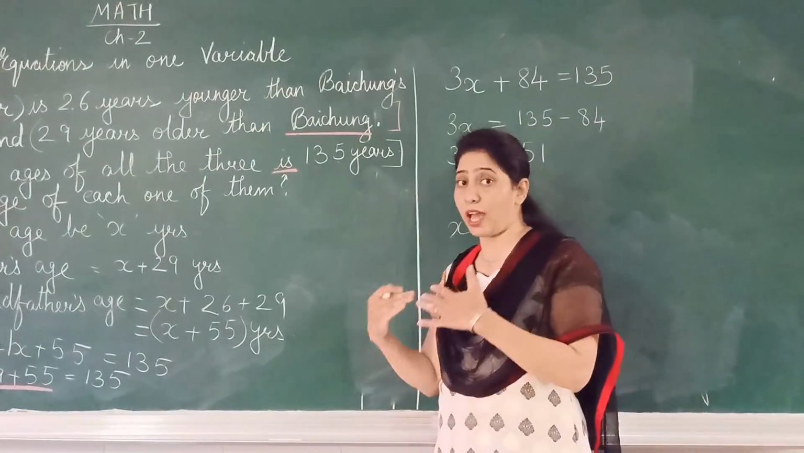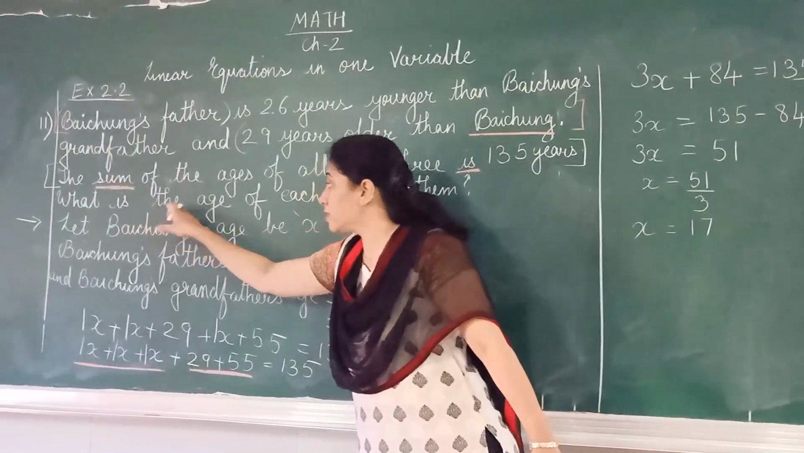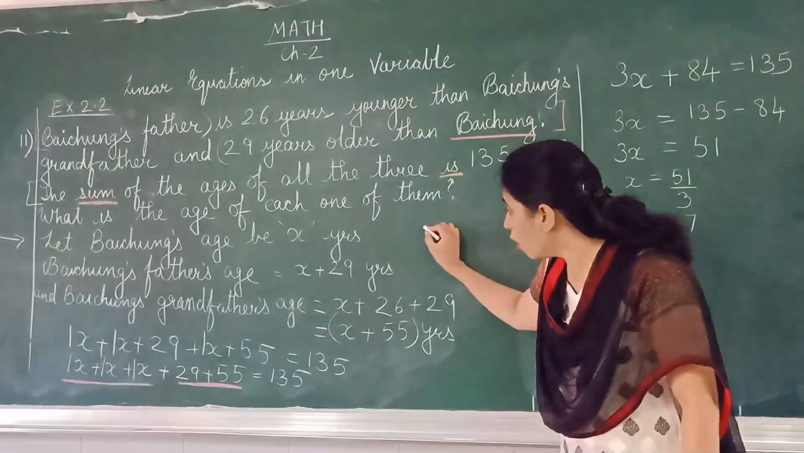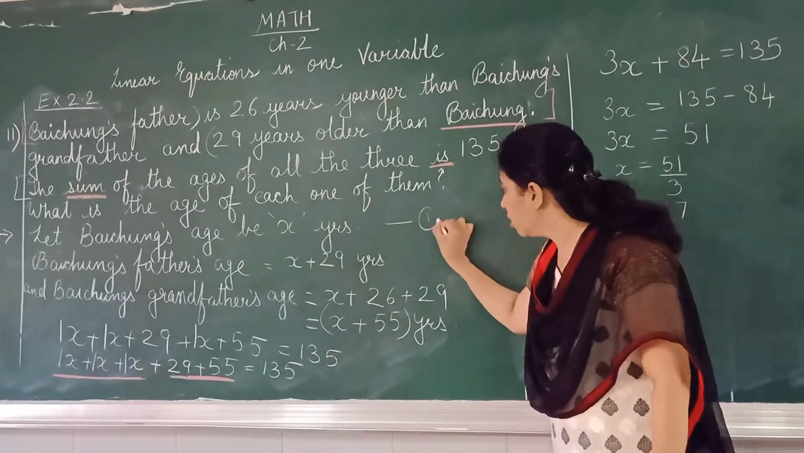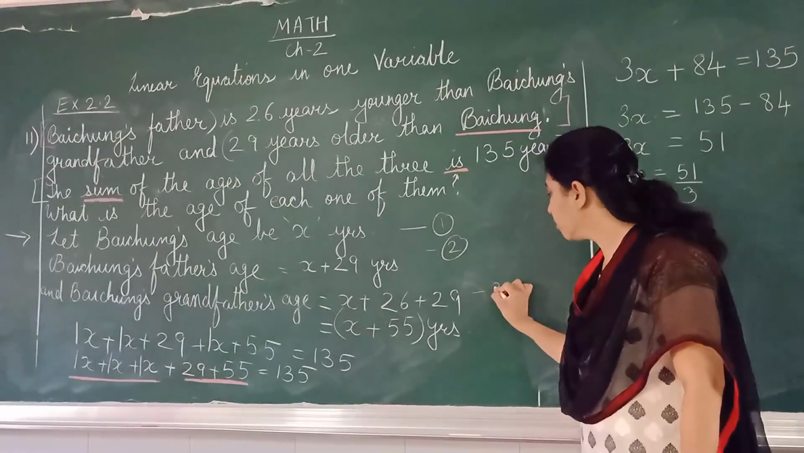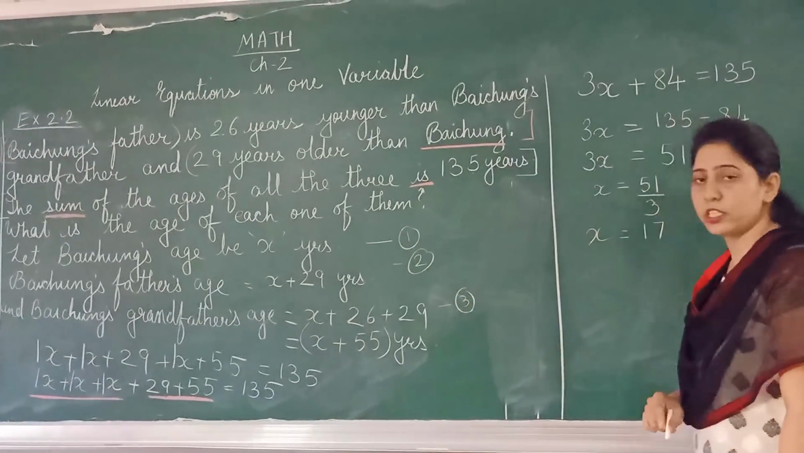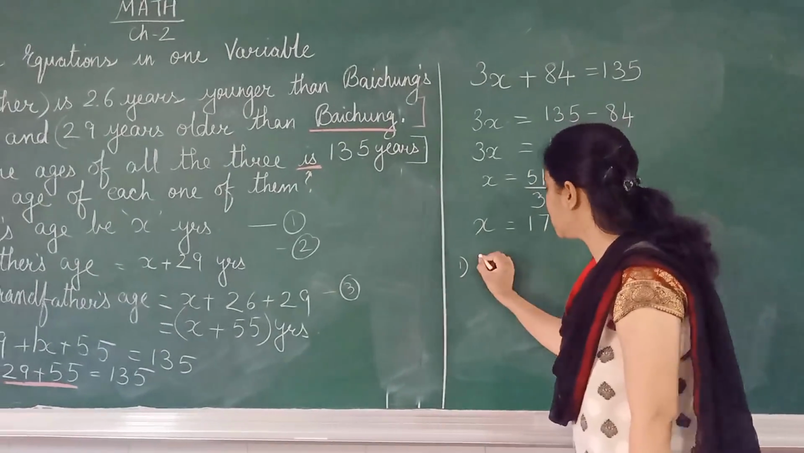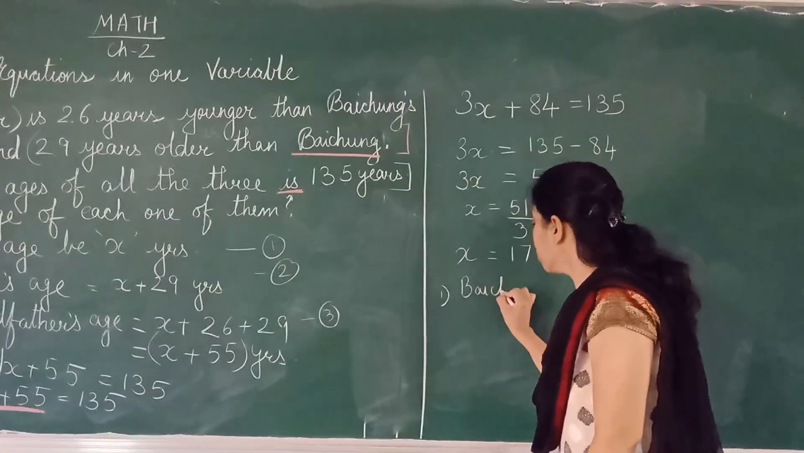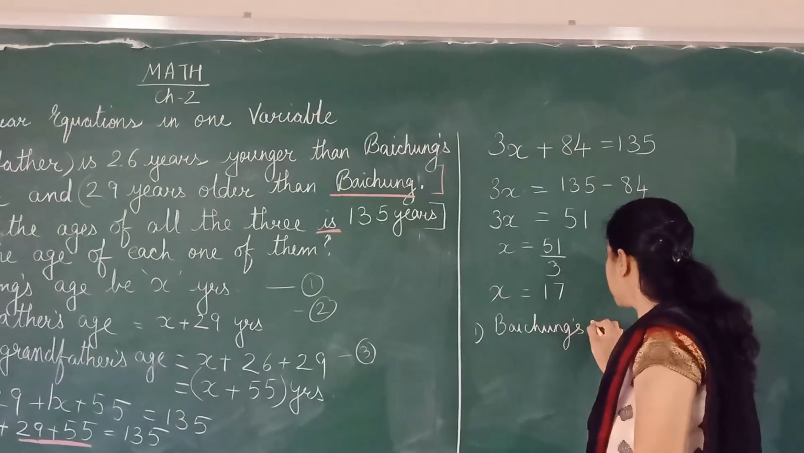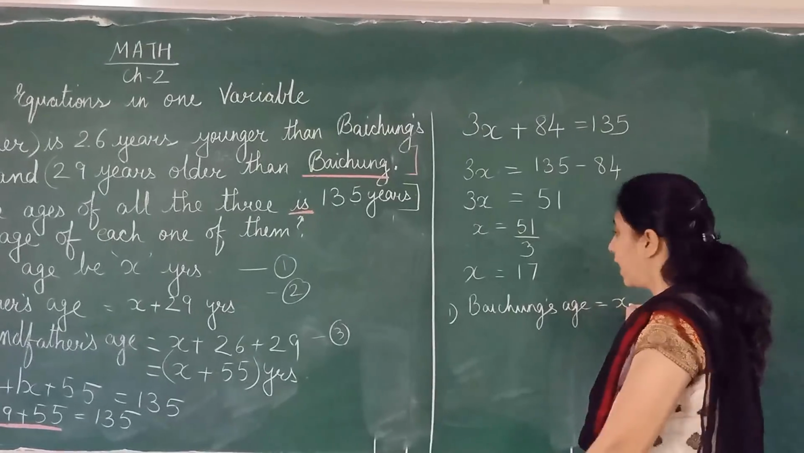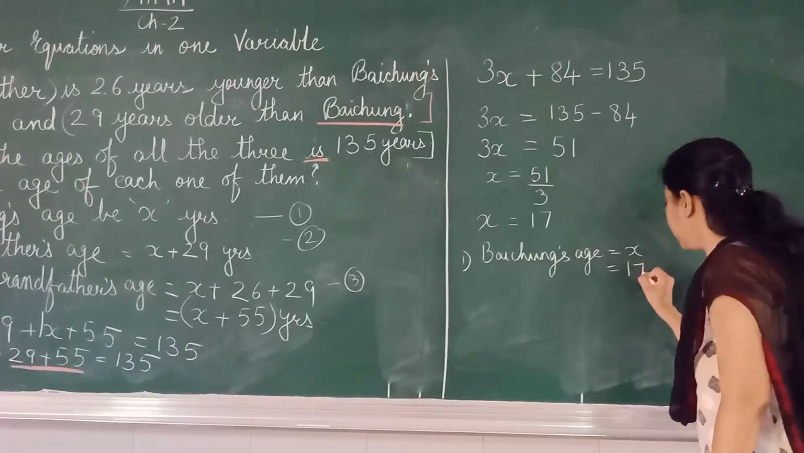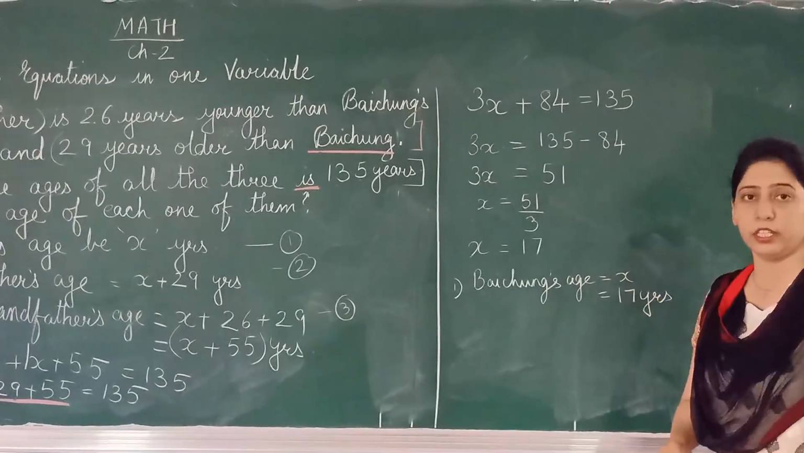Now again the last question is, what is the age of each one of them? So you have to find out the age of all these three. This is 1, this is 2, and this is 3. So you are going to find out the age of all these three persons. That is, first one is Baijan's age. So what is Baijan's age? What we have considered, Baijan's age is equal to x years. So what is the value of x? x is equal to 17. So Baijan's age is 17 years.